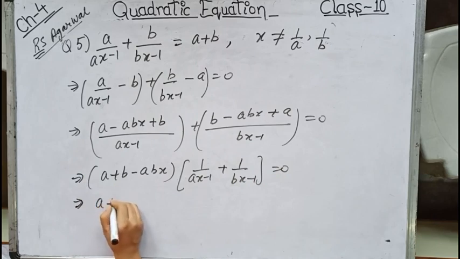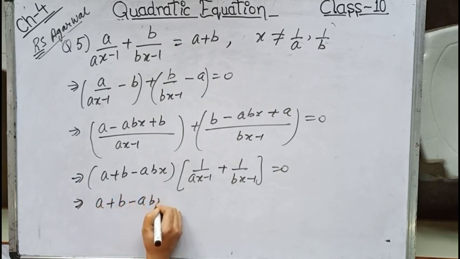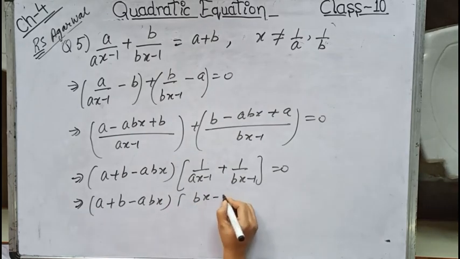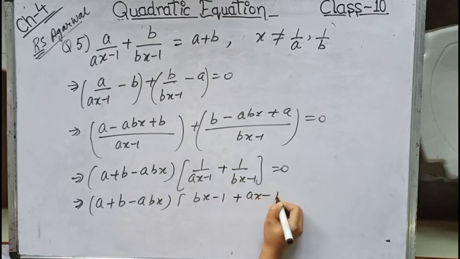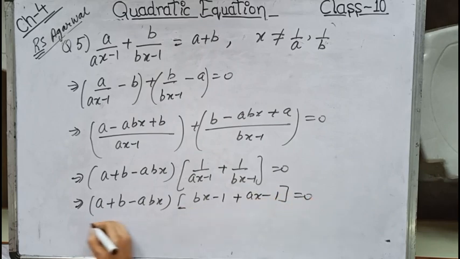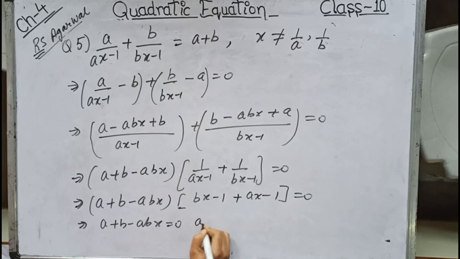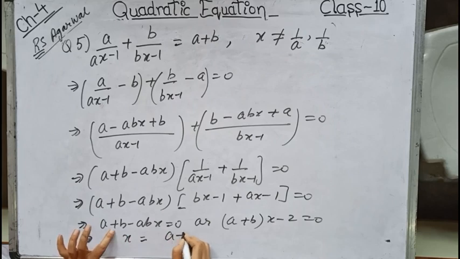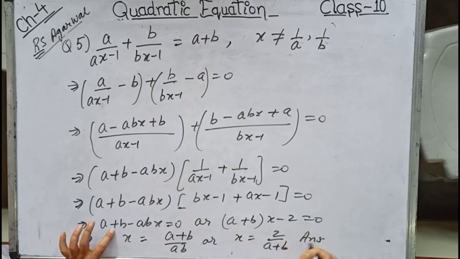It's a similar sum. This implies (a plus b minus abx) divided by... I am leaving the denominator now... (bx minus 1 plus ax minus 1) equals 0. This implies a plus b minus abx equals 0, or over here a plus b times x minus 2 equals 0. This implies x equals, how much will it be, (a plus b) by ab, or x equals 2 by (a plus b), and this will be the answer.